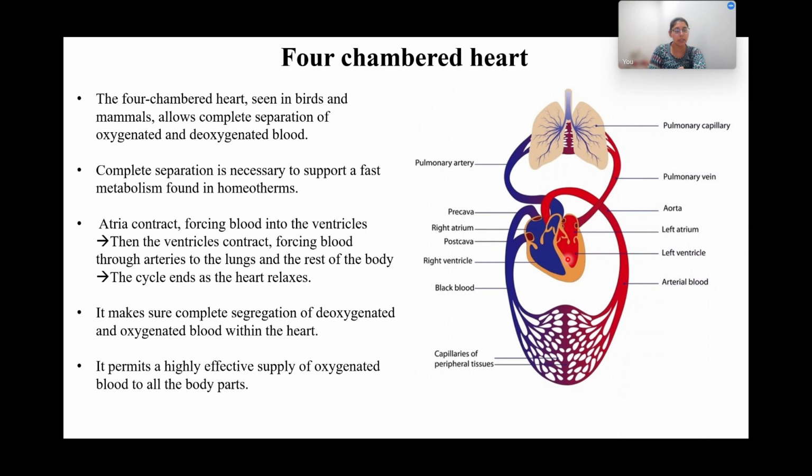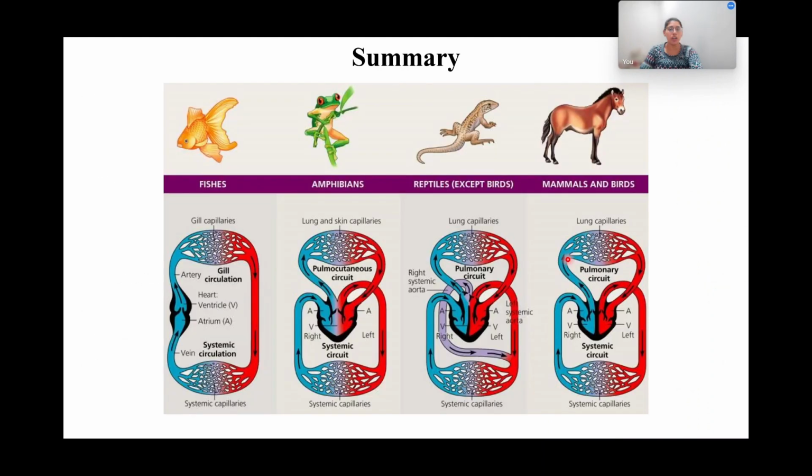Okay, so this is a summary slide. We have already discussed this multiple times, so I'll just go over it very quickly. The fishes have a two-chambered heart, with one atrium and one ventricle, where they receive the deoxygenated blood, which is then purified at the gills and transported to the body organs.